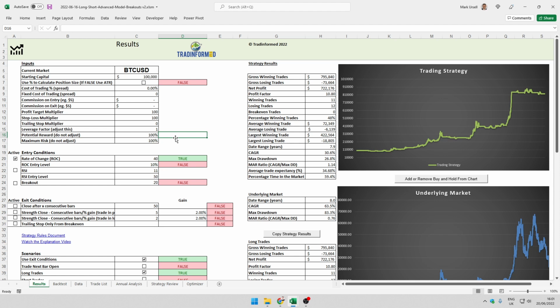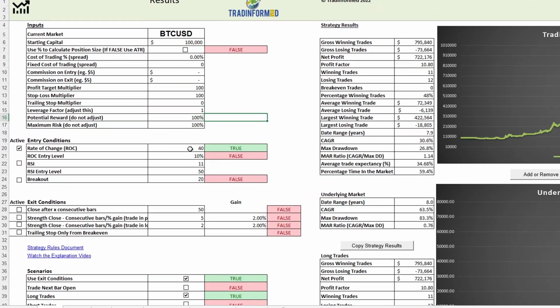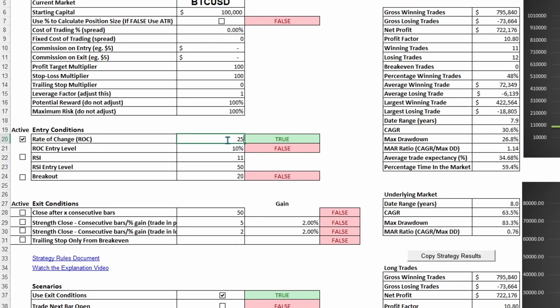Let's have a look at some of these technical indicators and understand the strategy behind them. Now, there is a strong similarity between all of these indicators and the results we are getting. Now, first of all, rate of change, also known as the momentum indicator, measures current price relative to a previous price. So ROC 40 would be the current price relative to the price 40 bars ago. And I can change this, and you can see the results update in real time.